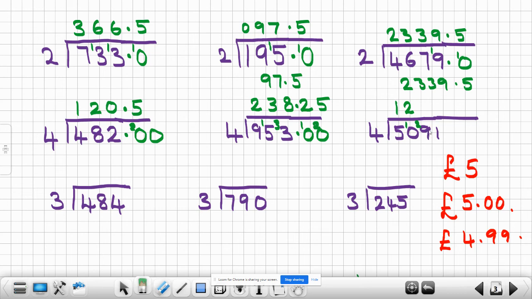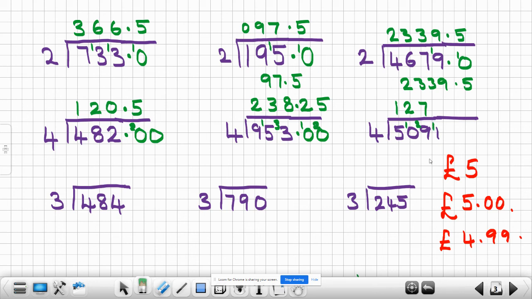4s into 29 goes 8 times. No, it doesn't. It goes 7 times. You see, even I can make mistakes. 4 7s are 28. That's where the 8 came from in my mind. Very easy to make mistakes like that. So 4 7s are 28. We've got 29, so we've got a remainder of 1.